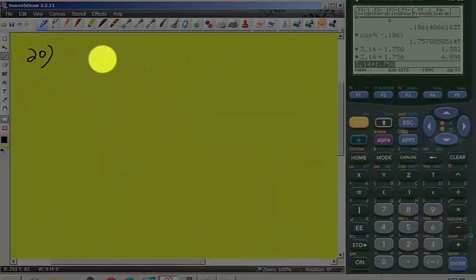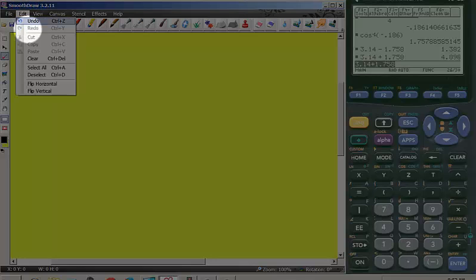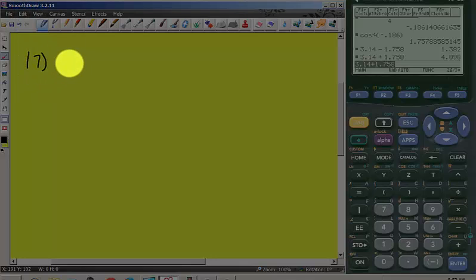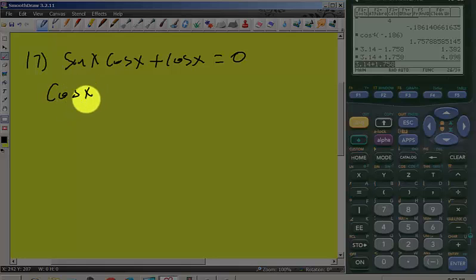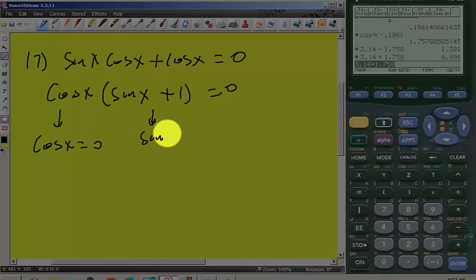Number 17, last one in this section. Sine of x cosine of x plus cosine of x is equal to 0. I can factor. Take out a cosine of x. All that times sine of x plus 1 is equal to 0. Set that equal to 0: cosine of x equal to 0. Set this equal to 0: I get sine of x is equal to negative 1.